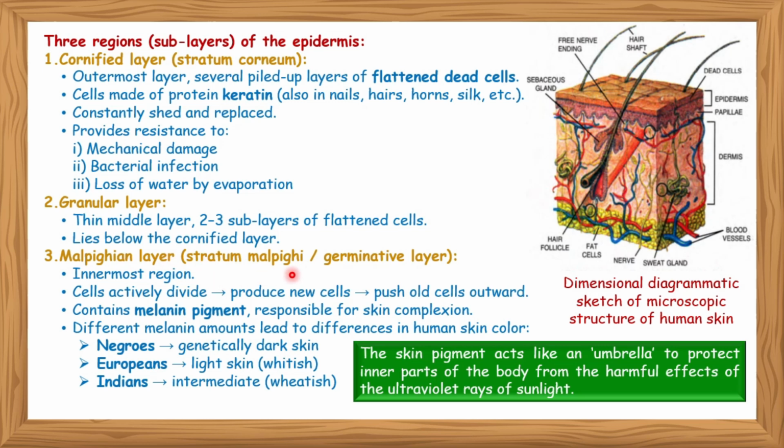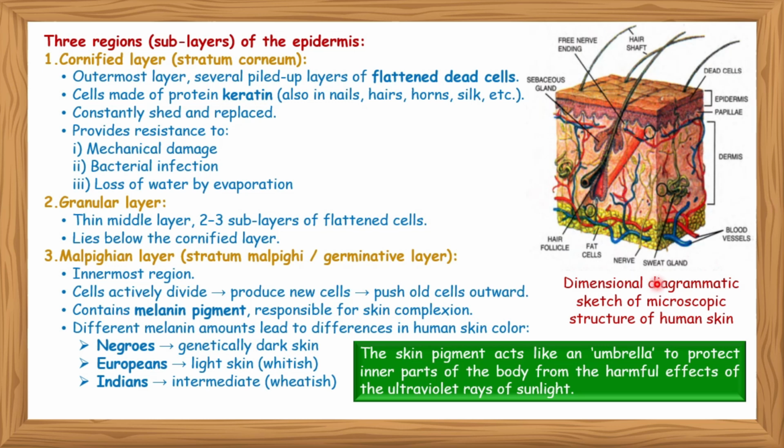Malpighian layer or stratum malpighi or germinative layer, it is the innermost region of the epidermis. Its cells actively divide to produce new cells. It pushes old cells outward. It contains melanin pigment and is responsible for skin complexion. Different melanin amounts lead to differences in human skin color, that is Negroes have genetically dark skin, Europeans light or whitish skin, and Indians are intermediate or wheatish.